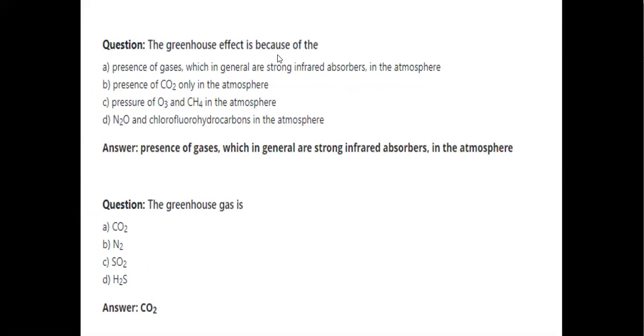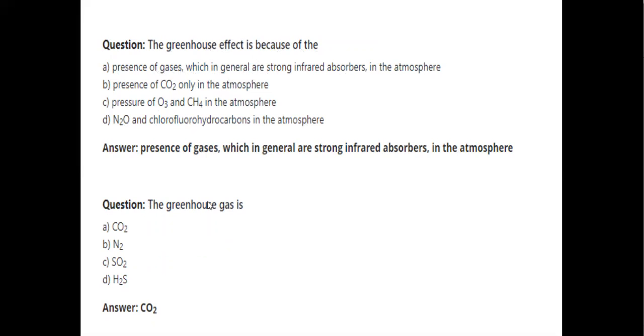Next question: the greenhouse effect is because of presence of gases which are general or strong infrared absorbers in the atmosphere, or presence of carbon dioxide only in the atmosphere, or presence of oxygen and methane in the atmosphere, nitrous oxide and chlorofluorocarbons in the atmosphere. So your option A is the right answer. The greenhouse effect is because of the presence of gases which are general or strong infrared absorbers in the atmosphere.